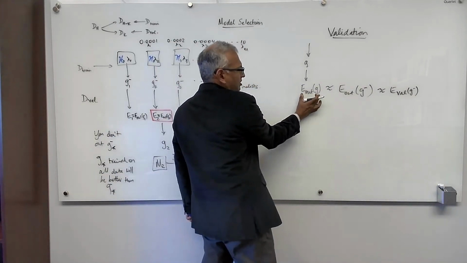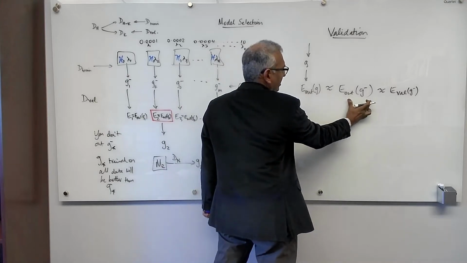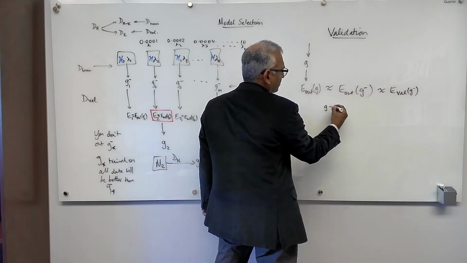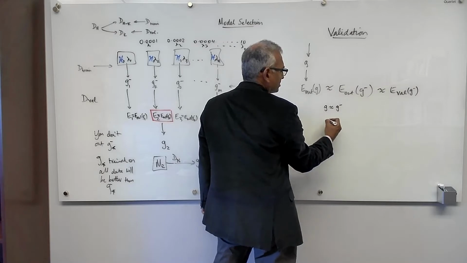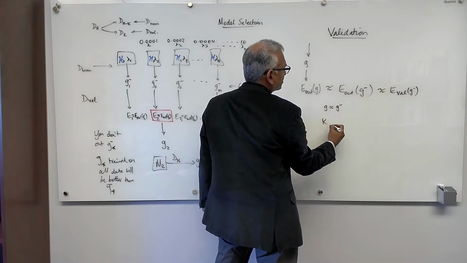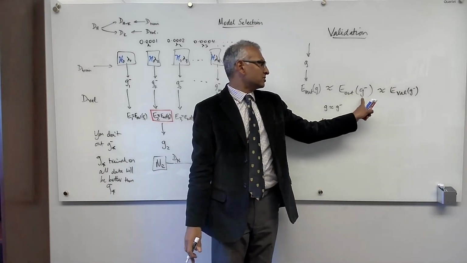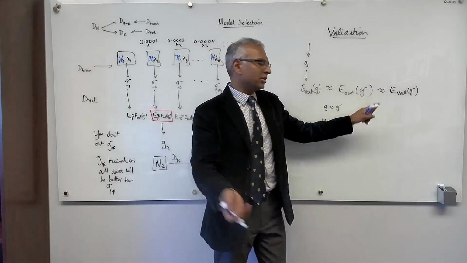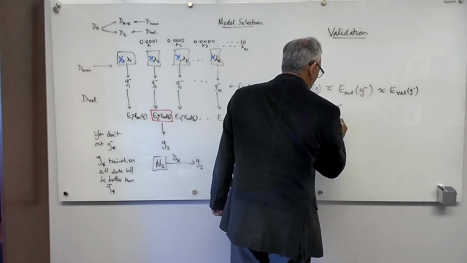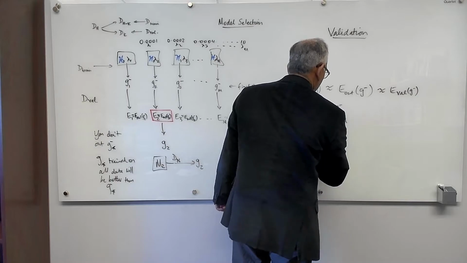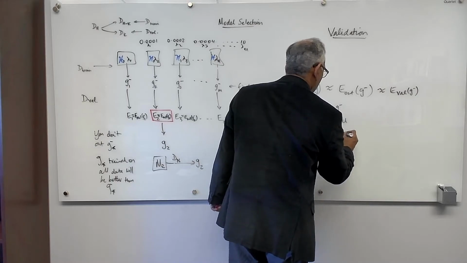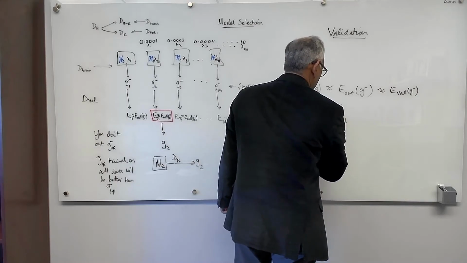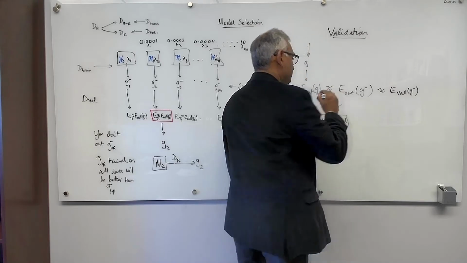How close is E out of g to E out of g minus? These two will be close when g is approximately equal to g minus, which means that you want K to be as small as possible. You want this deficient hypothesis to be trained on almost all the data. So you want K to be small, so that N minus K is approximately equal to N. So you want K small for this to hold.